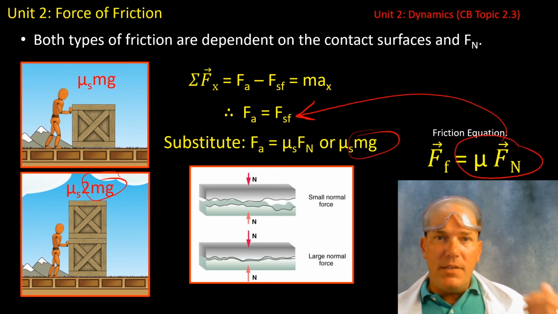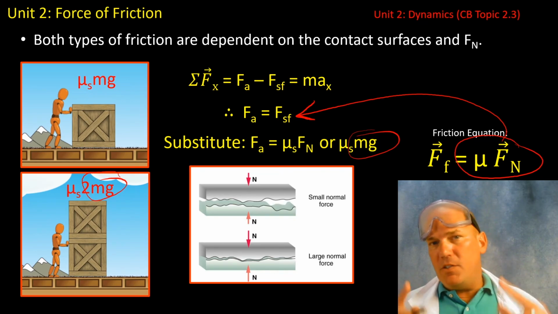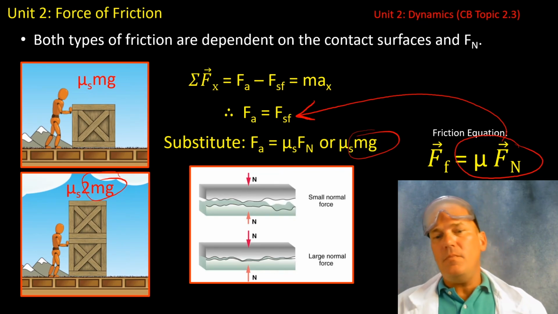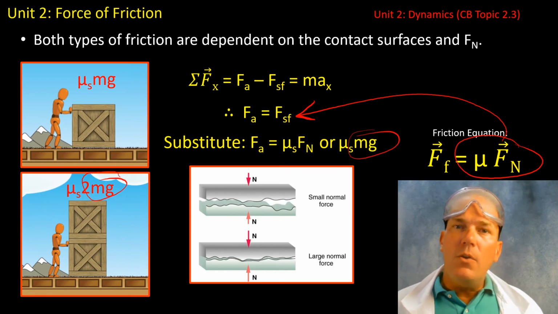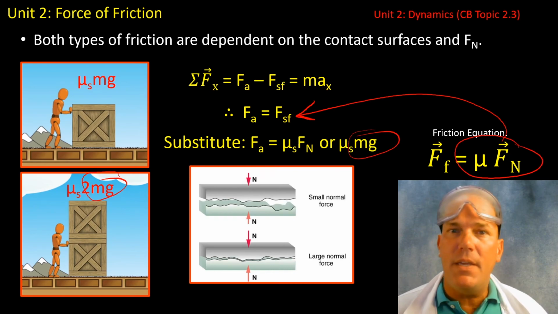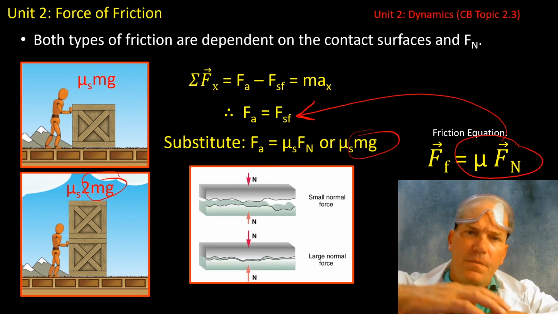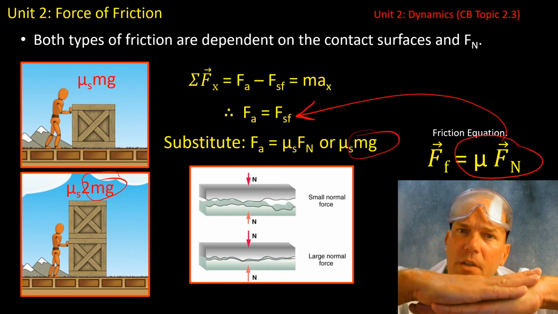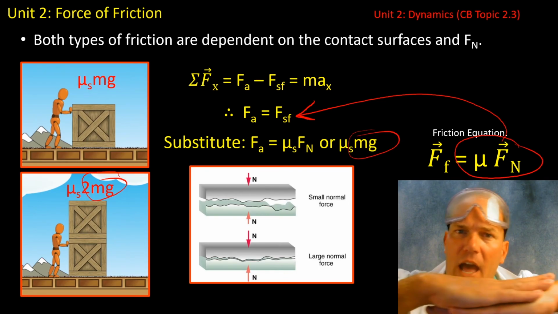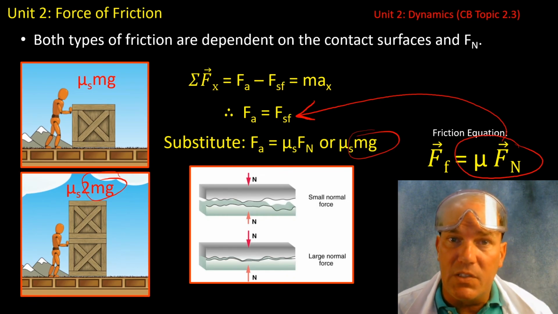Now take a look at this schematic here. The top example, we have a small force normal. The second example, we have a large force normal. It goes back to those microscopic interactions between the two surfaces. But if force normal is increased, then those surfaces are going to be pushed together, and therefore it'll be harder to set the object into motion because of those opposing frictional forces.